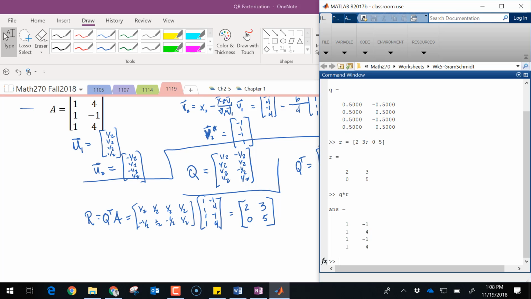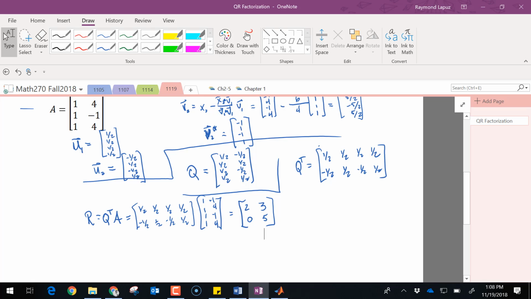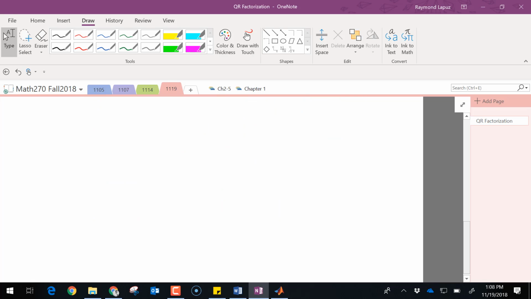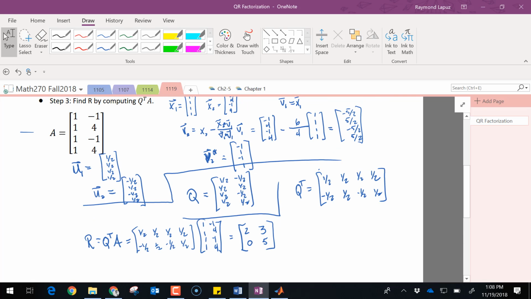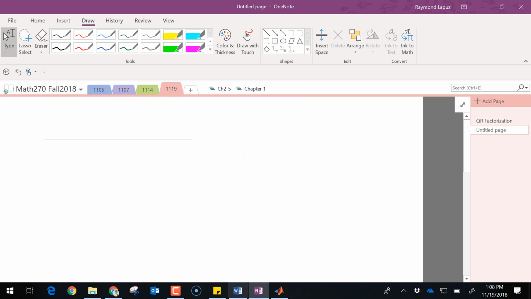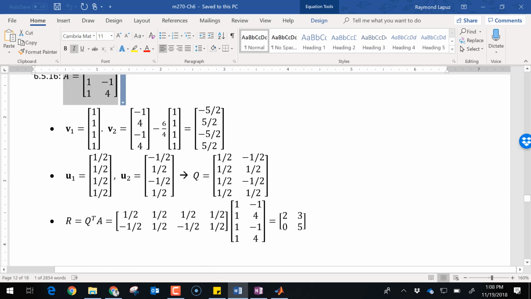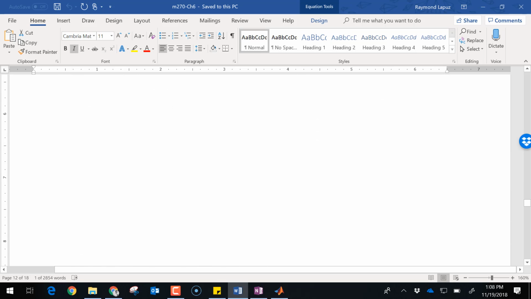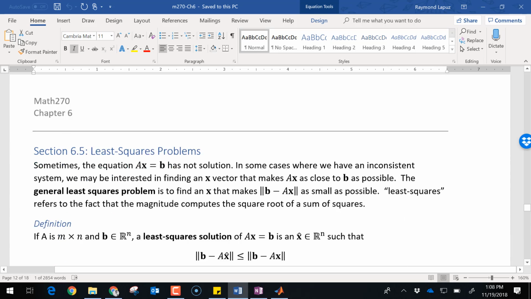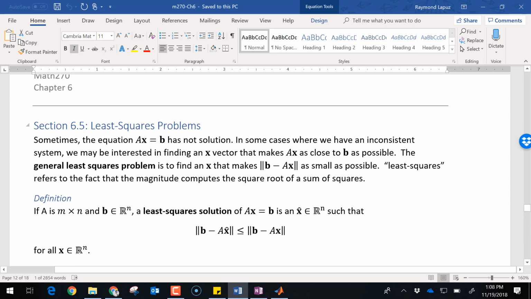Okay, any questions? So that's a QR factorization. It's just another way to factor or decompose the matrix. And now let's move on to our next topic. Least squares.